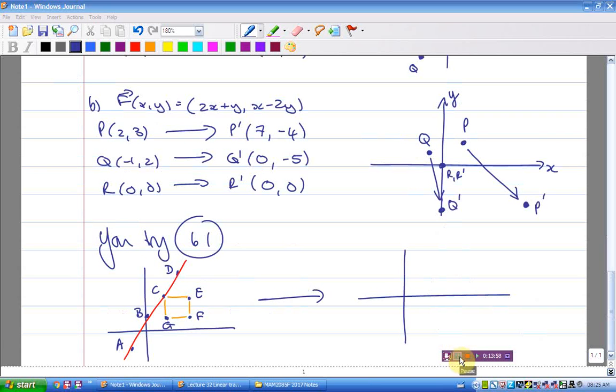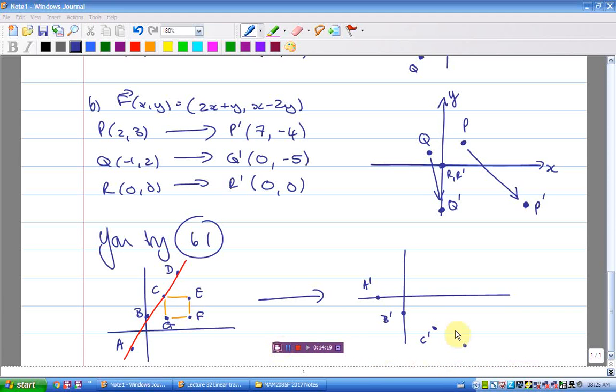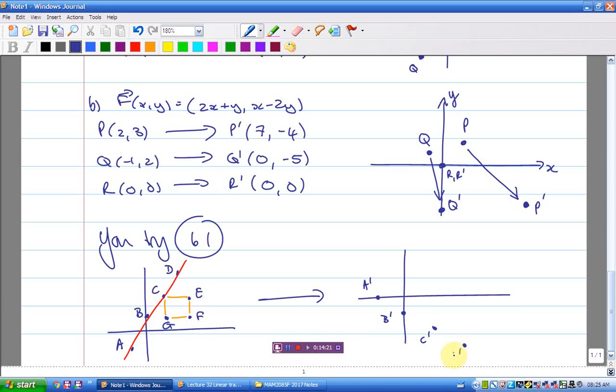Okay, so let me start plotting the points in the image. A dash ends up over there, B dash, A dash, B dash, C dash. Ooh, I need to move this thing out of the way. There we go, there's D dash. And what happens is that those 4 points that were on a straight line actually remain on a straight line. Oh, it's a different straight line, but they still remain in a straight line.